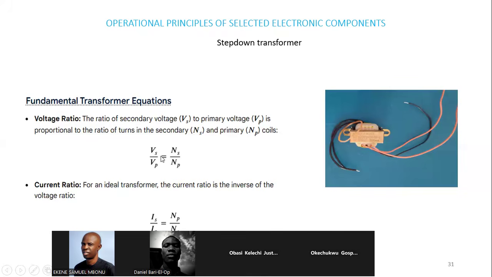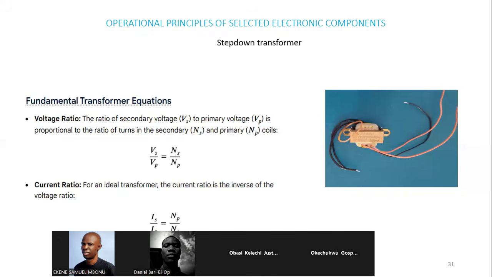Okay, the voltage equation: the ratio of the secondary voltage Vs to the primary voltage Vp is proportional to the ratio of the turns of the secondary Ns and the primary Np coils. That is, Vs over Vp equals Ns over Np. Okay, so it's equal to that.